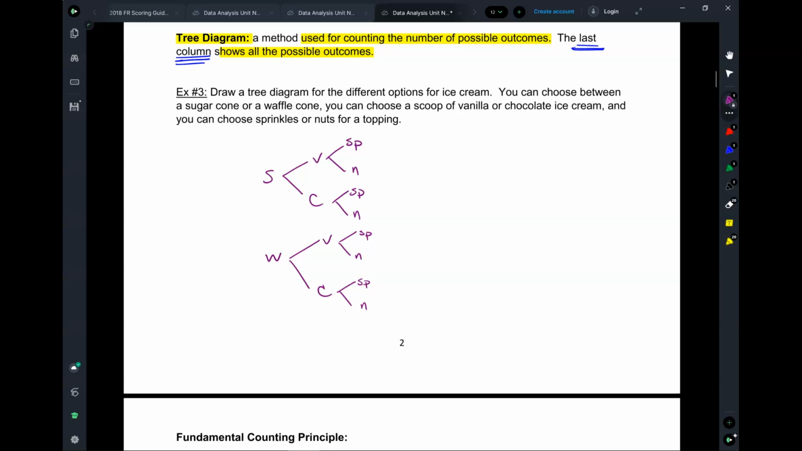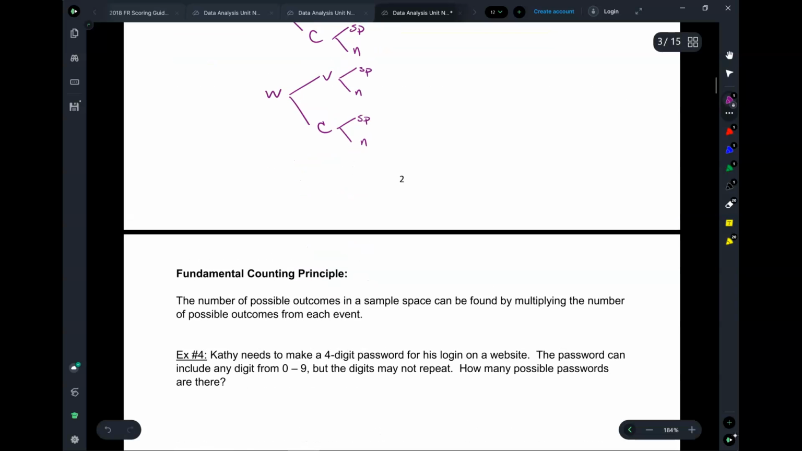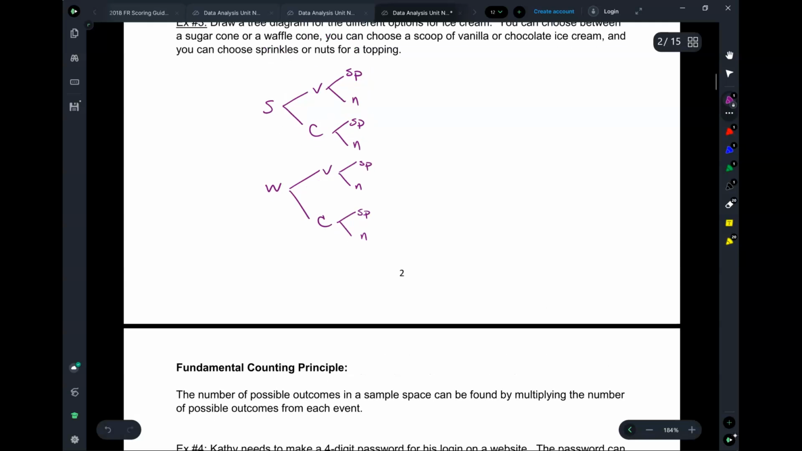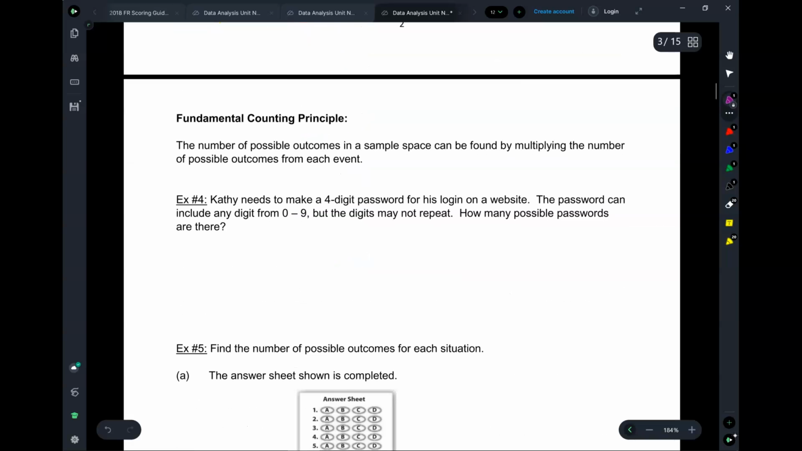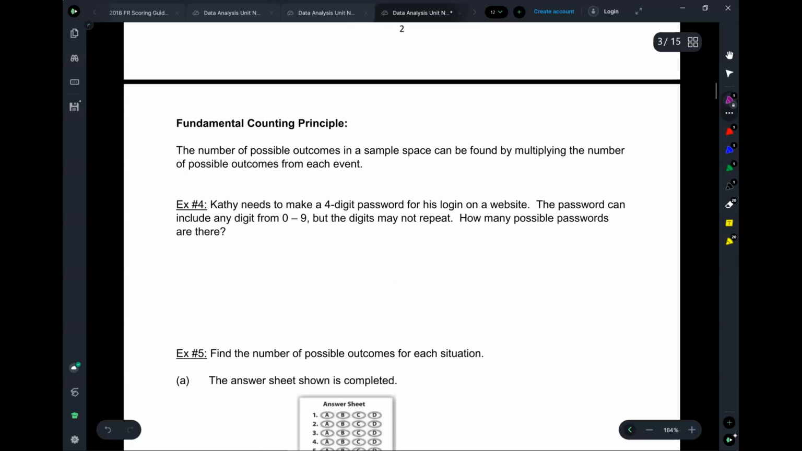Okay, so now this last row, the last column is all the possible outcomes. So how many possible outcomes are there? 8. 1, 2, 3, 4, 5, 6, 7, 8. Okay? Some students think they have to count all of these. That's not the case. It's just like when you do a factor tree, it's everything that doesn't have anything else coming out from it. Okay? All right. That's not what it's asking though. It's asking how many different possibilities are there if you get everything. Okay.